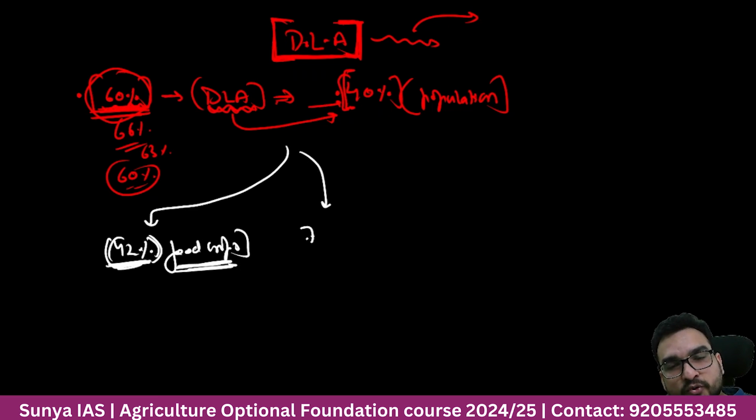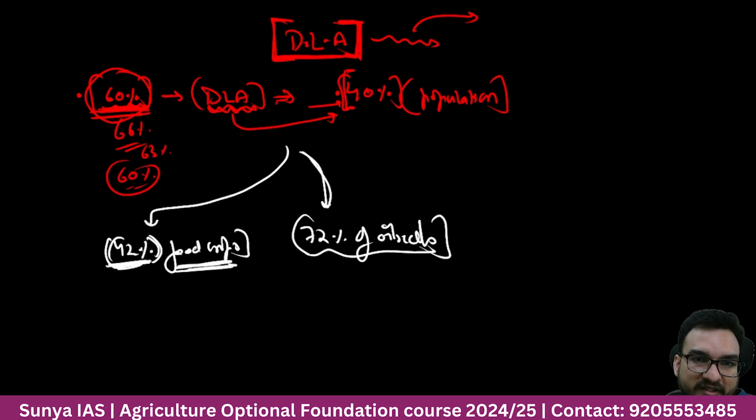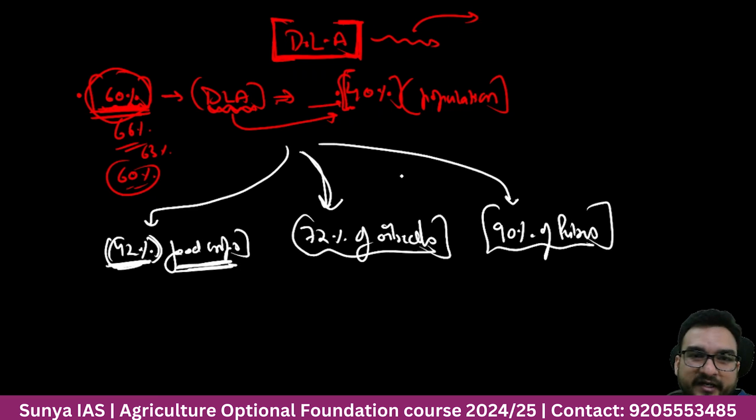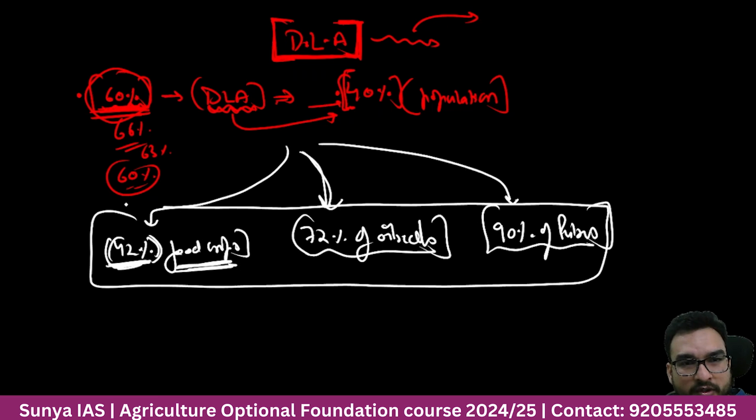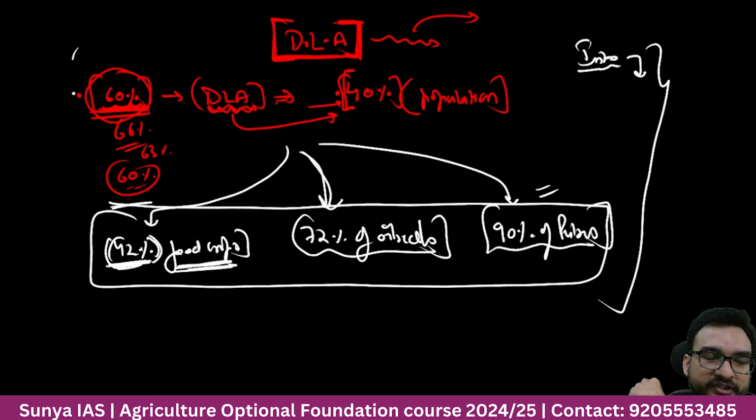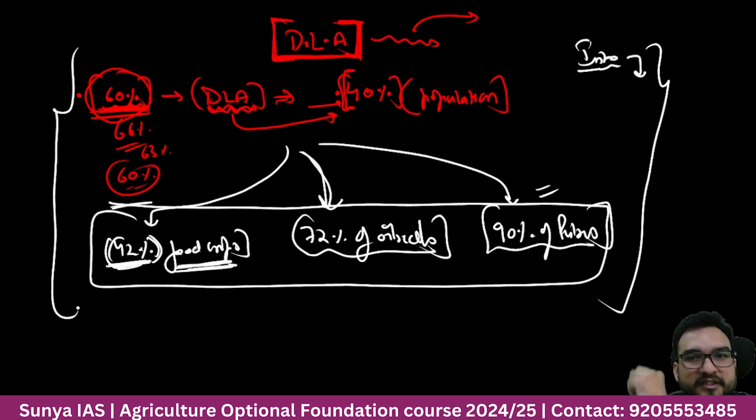You will be amazed to know that 72% of oilseeds we are getting from dryland agriculture. Again, you will be amazed to know that 90% of pulses we are getting from dryland agriculture. These three things you should know, because when you will be writing in the intro the importance of dryland agriculture, these facts should come straightforwardly. This much is the minimum.